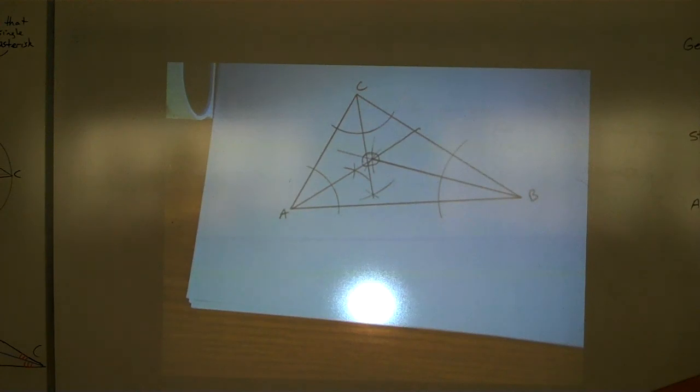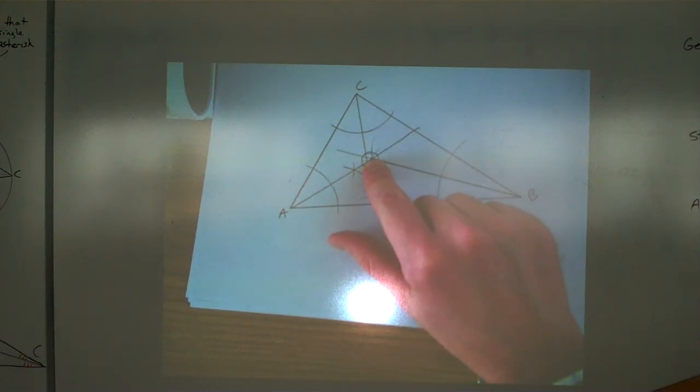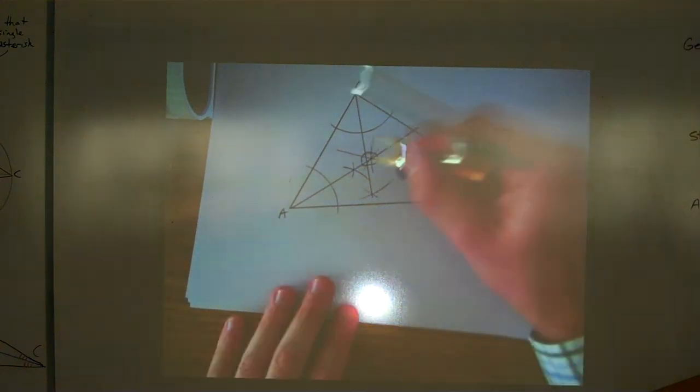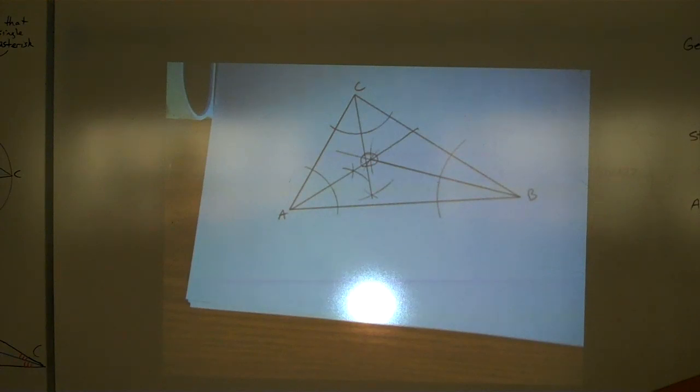Okay, and then what's the relationship about that point, assuming that it is a single point? It's the incenter, but what's the special relationship there? It's equidistant from all three sides. So you can draw a perpendicular from that point to each side, and they should all be the same length, right? Okay, any questions?